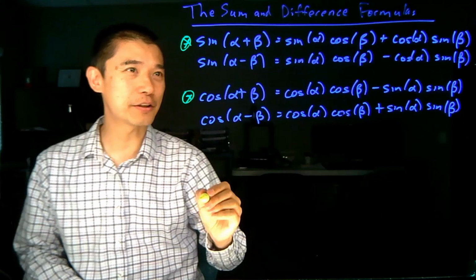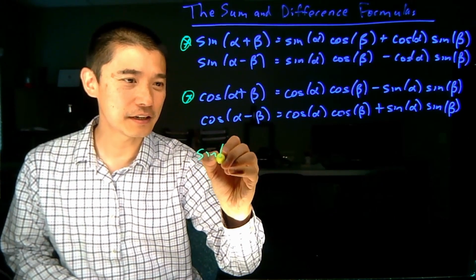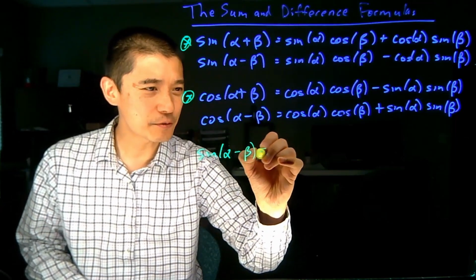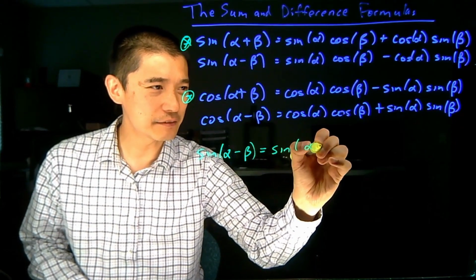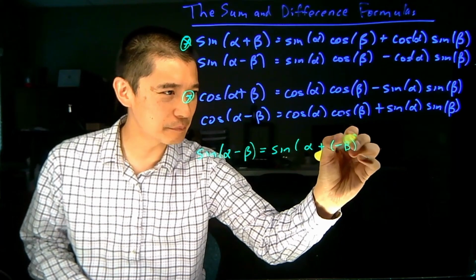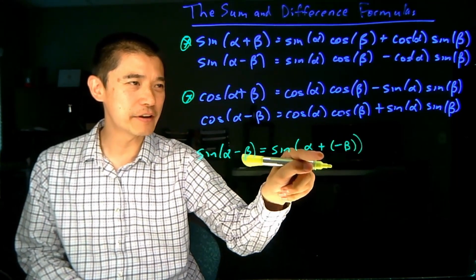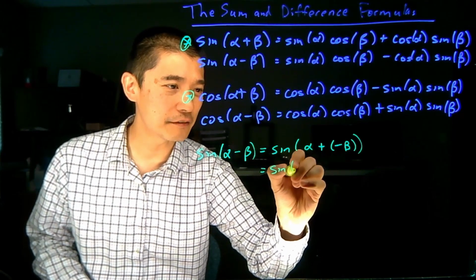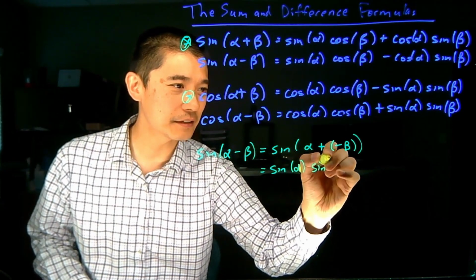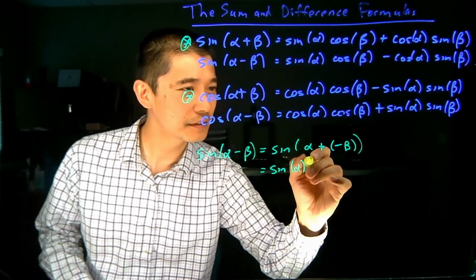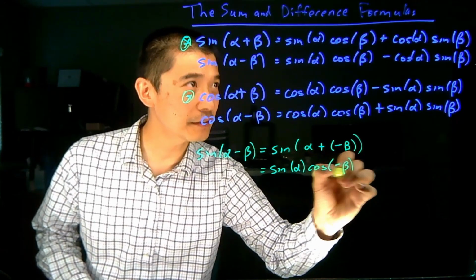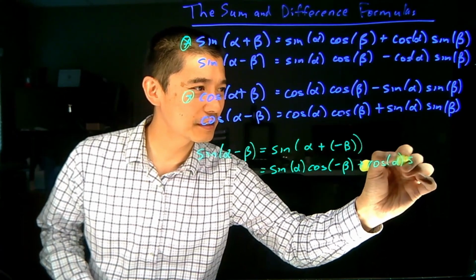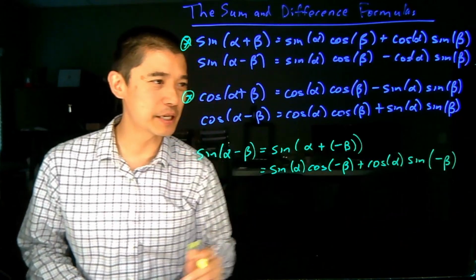So I'll show you how this works. So let's look at sine of alpha minus beta. We could rewrite subtraction as addition of the opposite, sine of alpha plus negative beta. Now this is a sum of angles, and so we could use the top line. So sine of alpha cosine of negative beta plus cosine of alpha sine of negative beta.